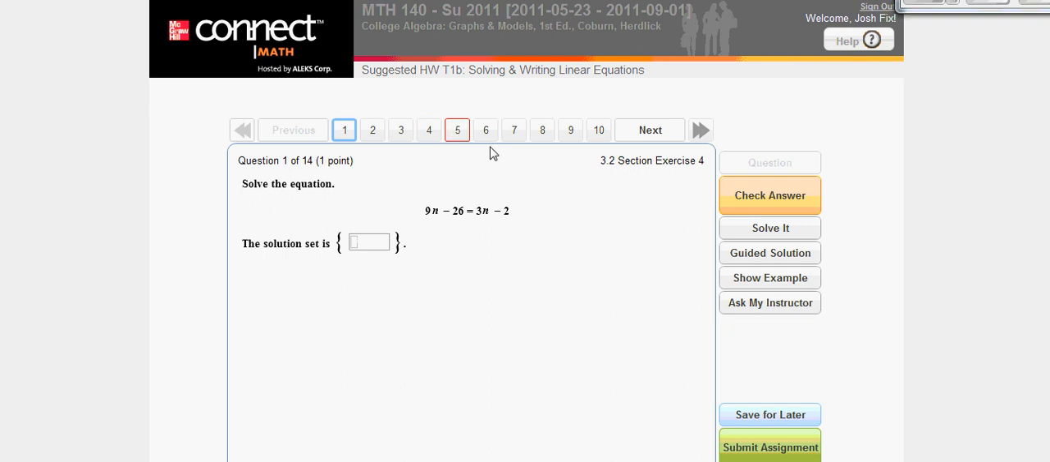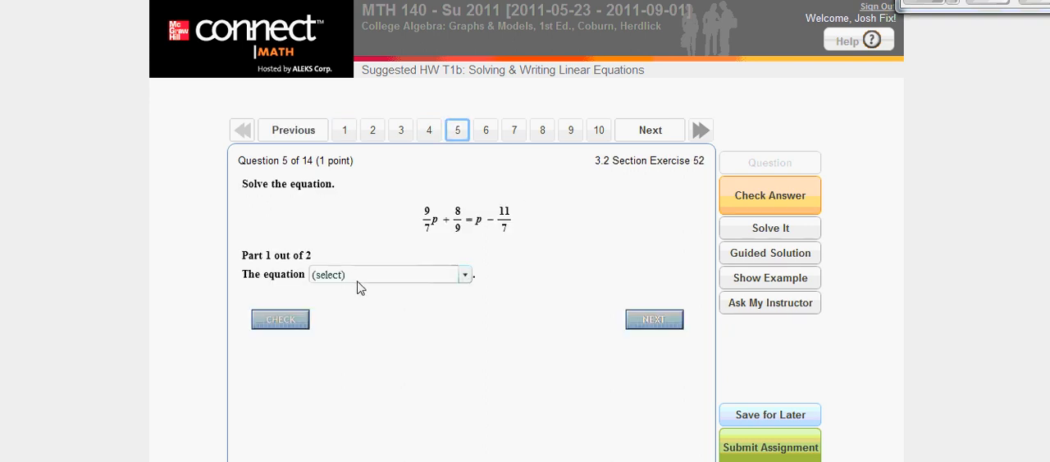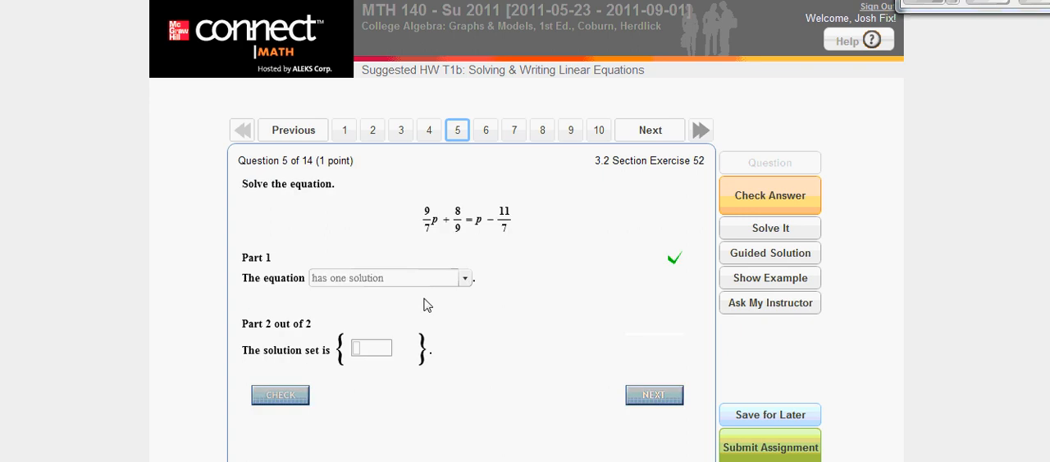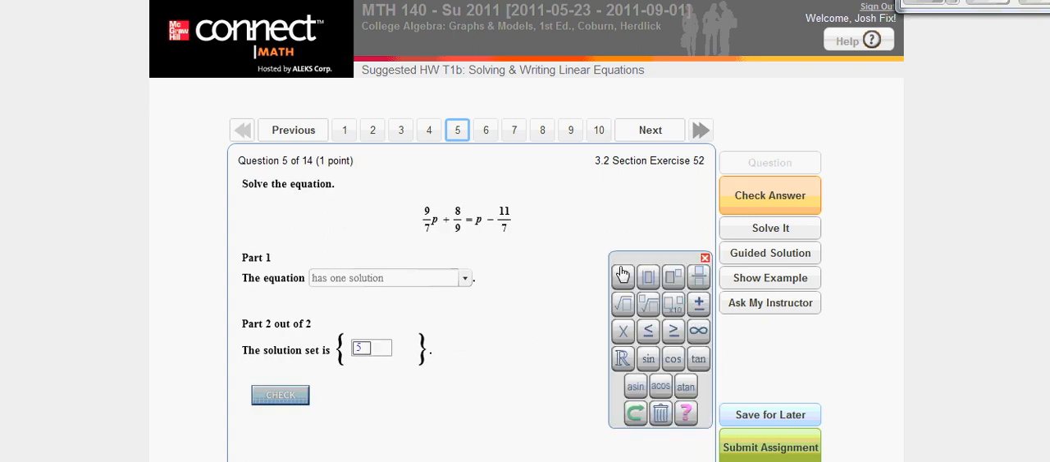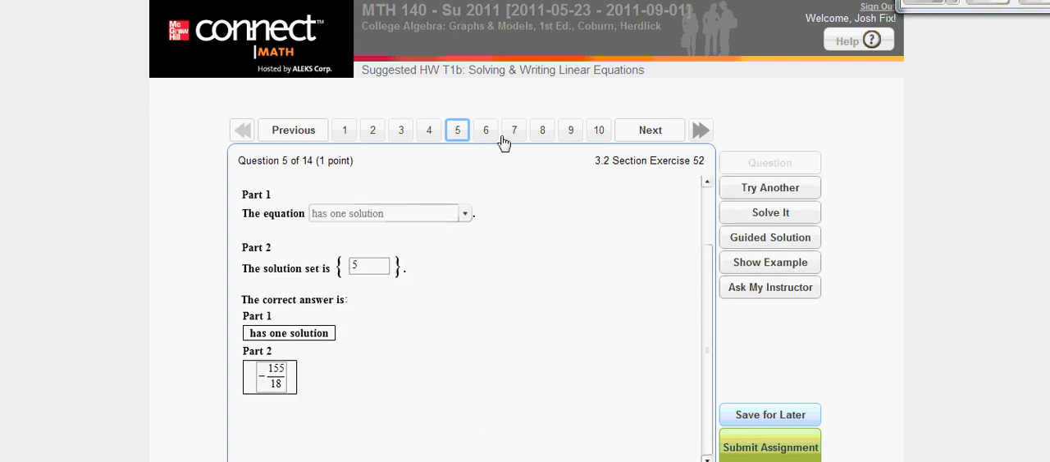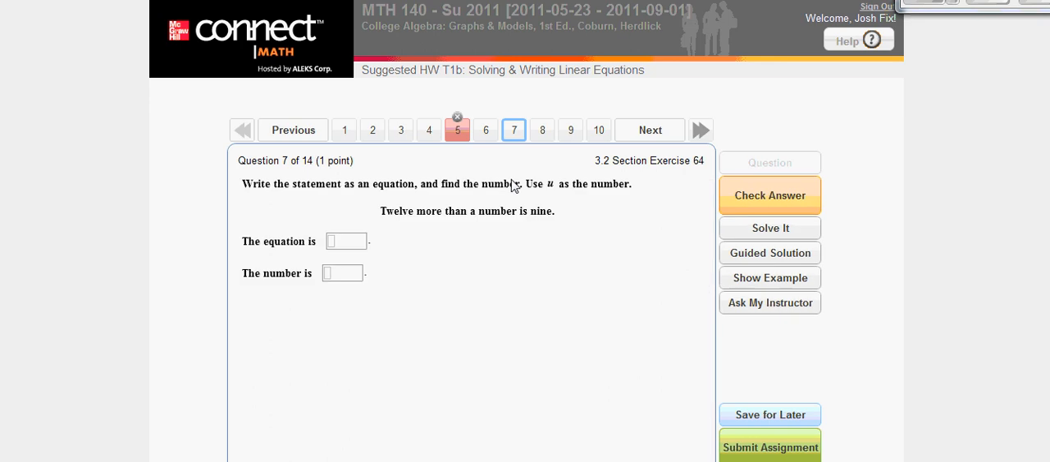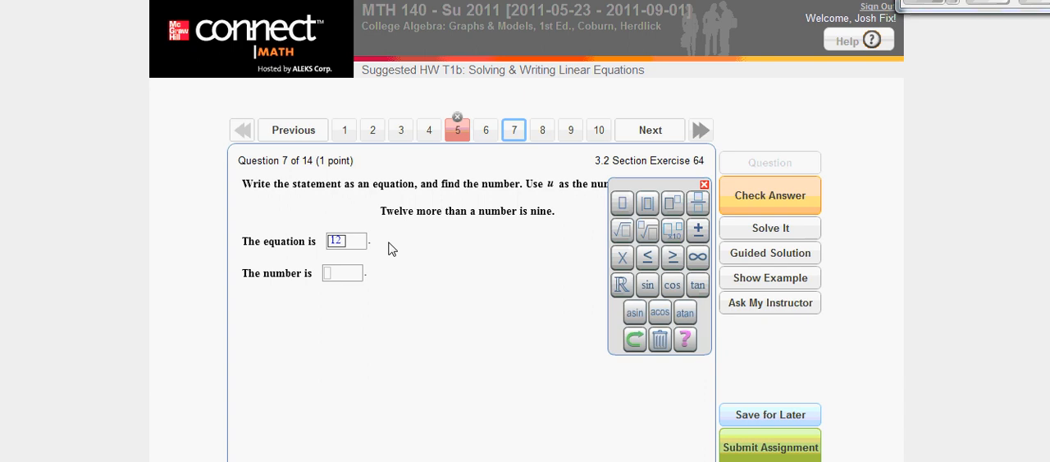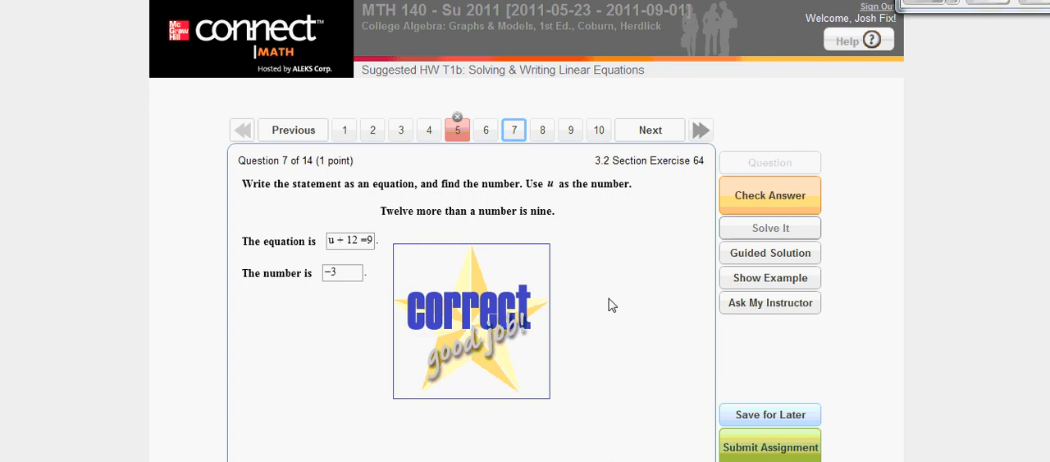Let's go ahead and put in some answers quickly so I can show you what I was trying to see. So this has one solution. The solution is 5. Check. I don't want to check. I want to give up. So I go on to the next question. I'm skipping all around to kind of show you a few things. Alright, write an equation. Actually, we're using u plus 12 equals 9. And the number is -3. And we check the answer, and we say correct.